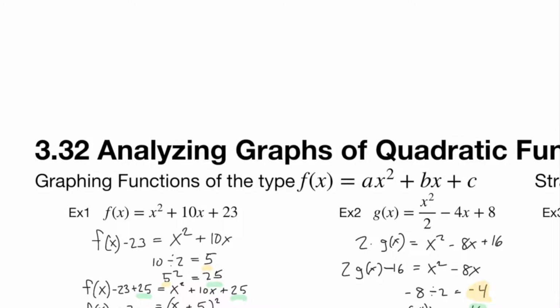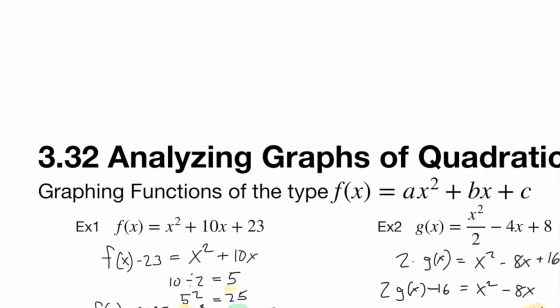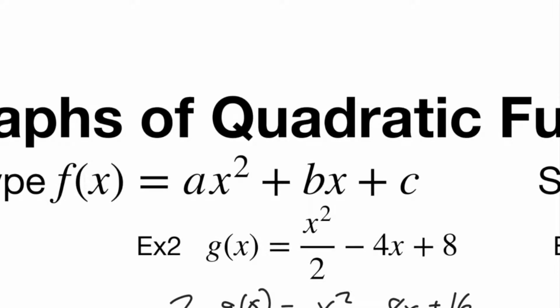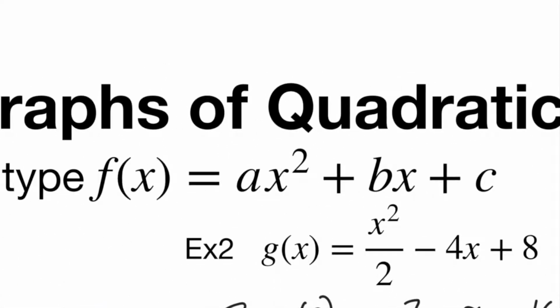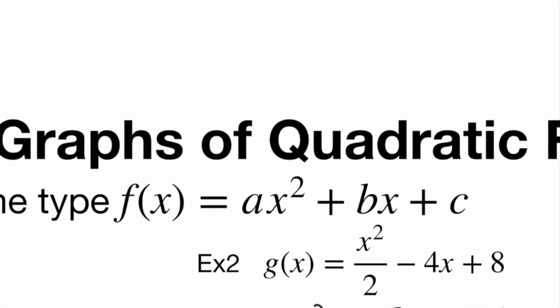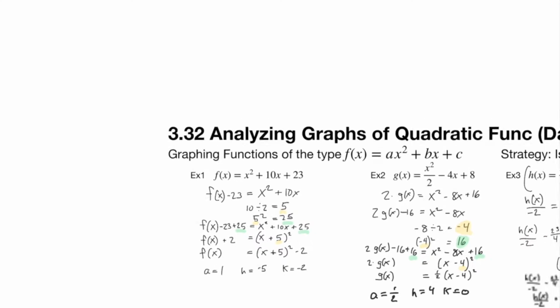This is section 3.32, analyzing graphs of quadratic functions. This is our second day in this section. And yesterday we actually graphed the functions of the type f of x equals a parentheses x minus h parentheses squared plus k. And now we're just going to graph them of the type here, the general formula for a parabola ax squared plus bx plus c. You'll recognize this from the quadratic formula abc. But the whole strategy is going to be to convert it from this format down to the format that we can graph, the AHK format.